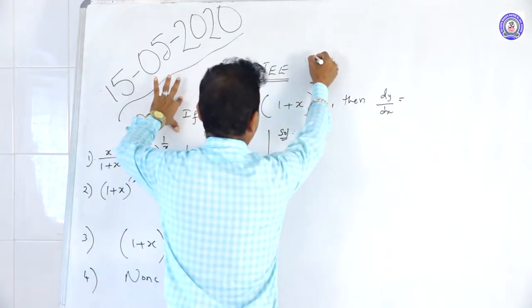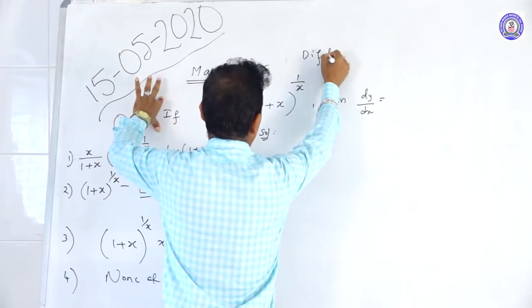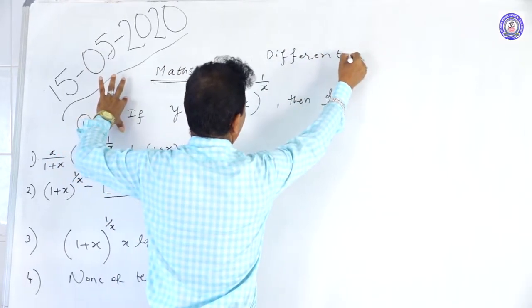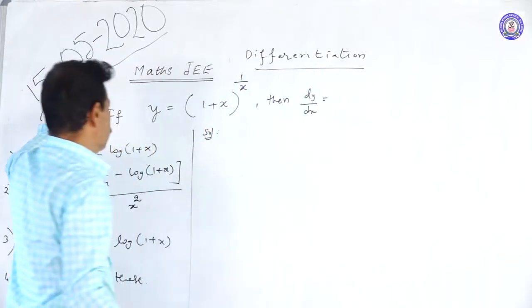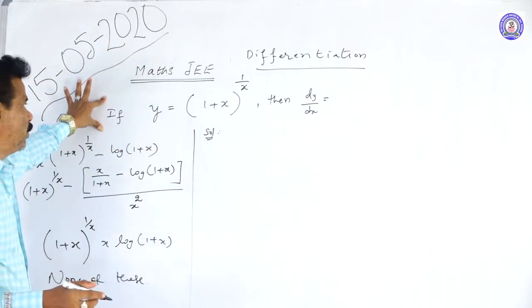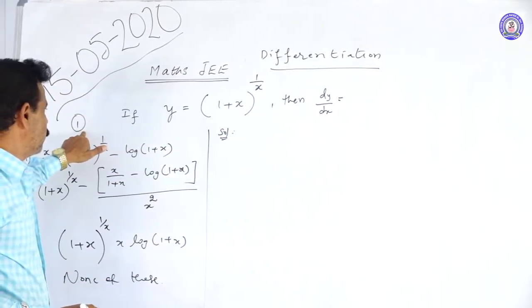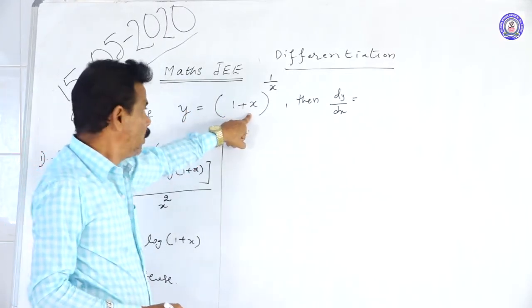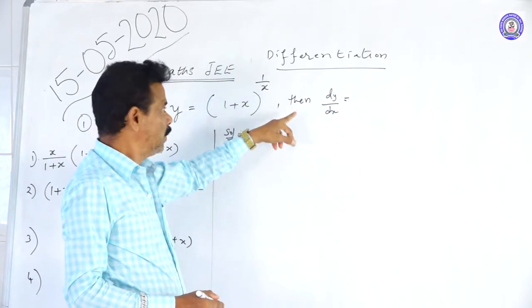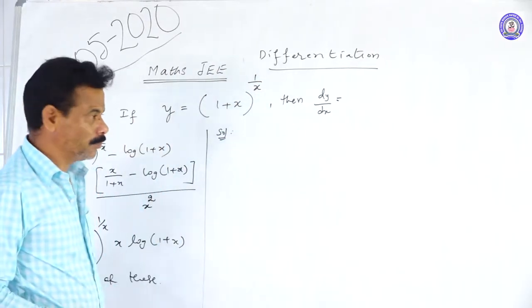This is also a differentiation topic. Yesterday one class is over. Differentiation. Here, if y is equal to (1 plus x) to the power 1 by x, then find dy by dx.